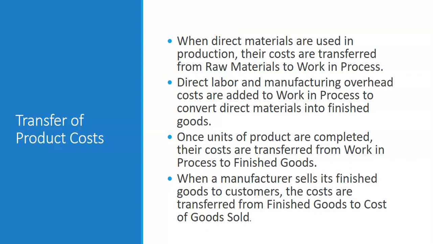Then we add direct labor and manufacturing costs to our work in process account as they're used to convert those direct materials into finished goods. Once a product is finished, we transfer the full cost of that product from work in process inventory to finished goods inventory. There it sits until it's sold, and then the finished goods get transferred to cost of goods sold. Of course, this is much easier in practice. So when we start doing application problems, you can actually see the flow of costs through the production cycle.